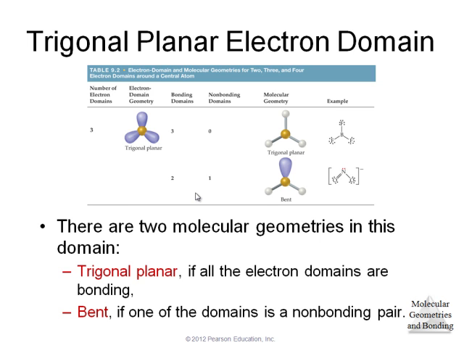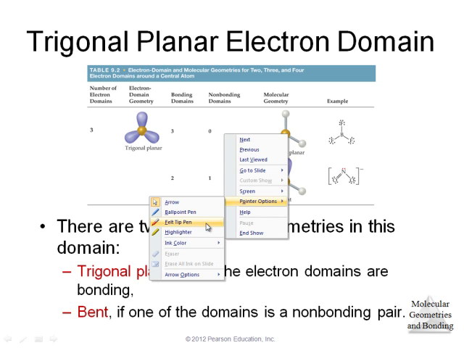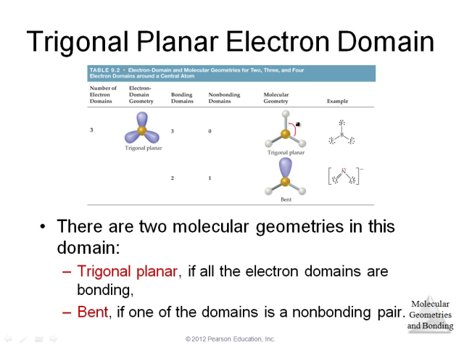Bent shape. So trigonal planar can give you 2 different geometries. If all 3 are bonding pairs, or in other words, the central atom does not have any lone pairs, then it is trigonal planar geometry. And among the 3, if 1 is a lone pair, then you remove that and you get a bent shape. Now trigonal planar geometry, the bond angle, this bond angle, that is going to be 120. You are right. This bond angle is 120 degrees.